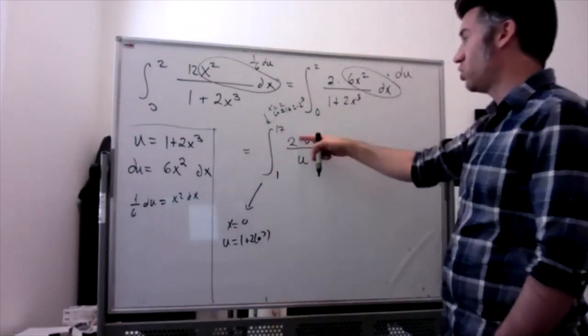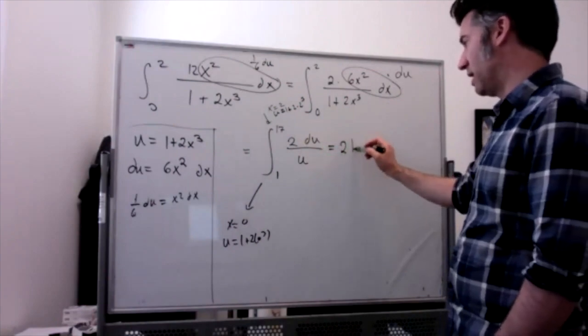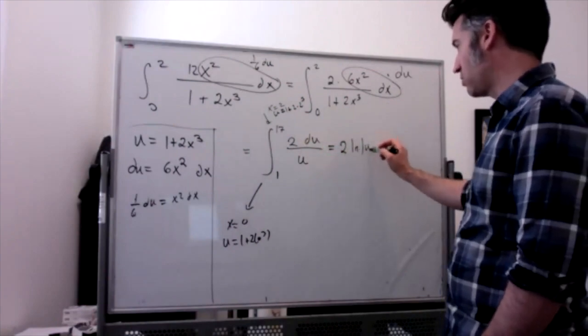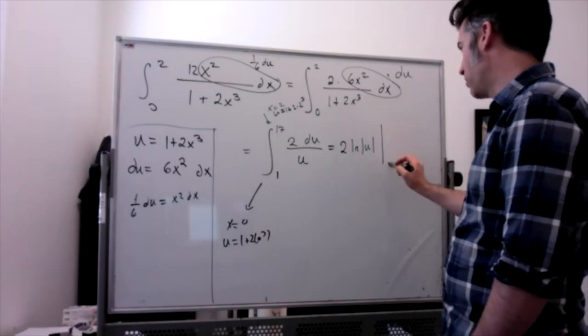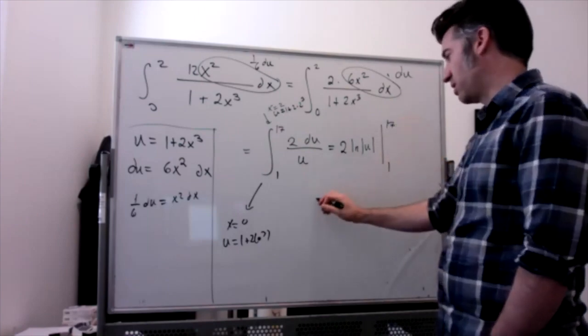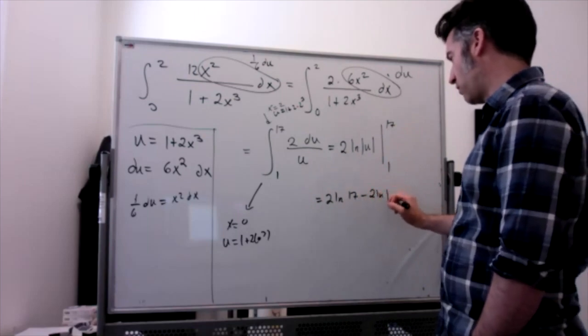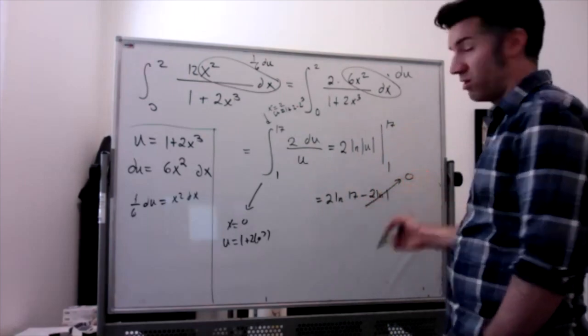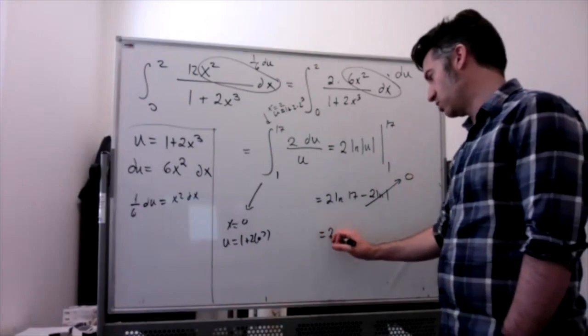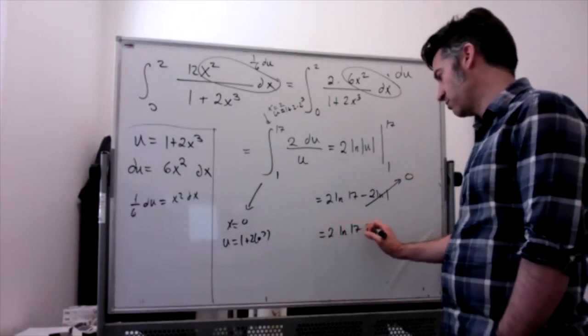So then the integral of 2 over u is 2 natural log of the absolute value of u from 1 to 17. So you're going to get 2 natural log of 17 minus 2 natural log of 1. Natural log of 1 is just 0, so you end up with just 2 times the natural log of 17.